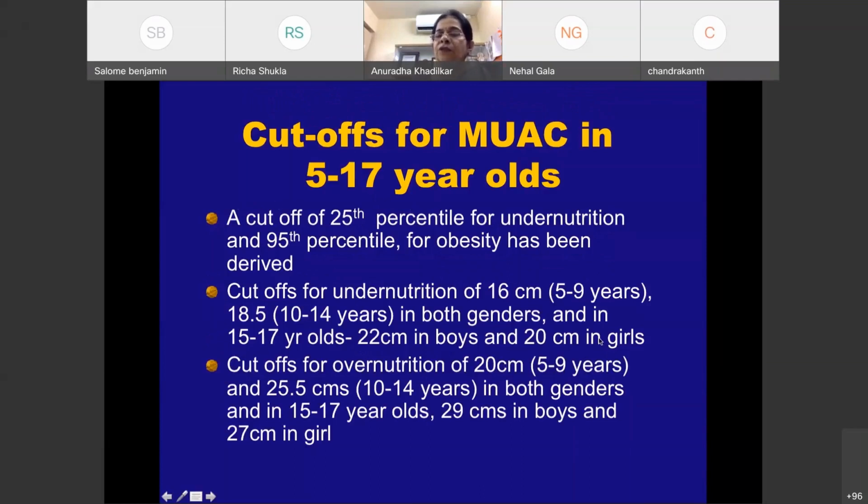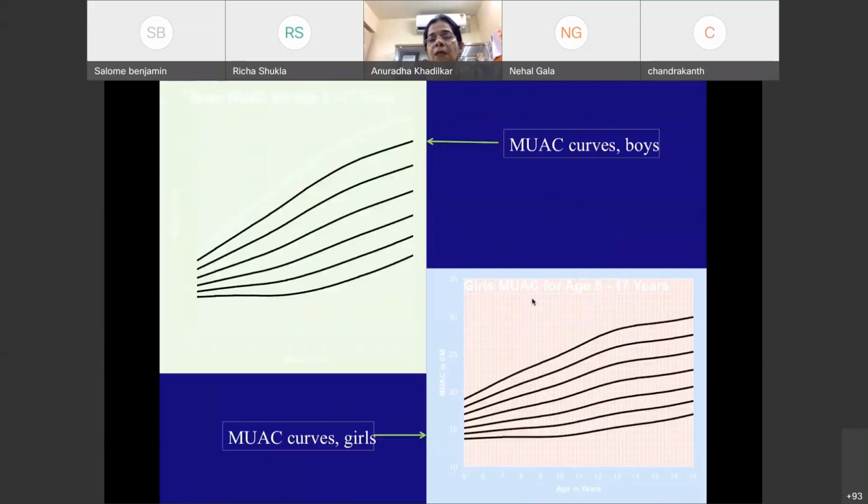And we have also suggested some cutoffs for these children where you can just measure the child with a mid-arm circumference tape. You don't need to do the height, you don't need to do the weight, you don't need to know the age, because MUAC is an age-independent criterion, and you can tell whether a child is undernourished or overnourished, both in boys and girls. So these are what the MUAC curves look like, but really one won't be using the curves.